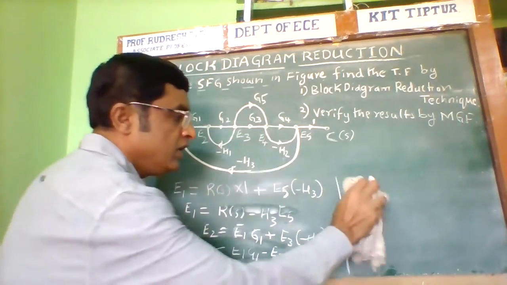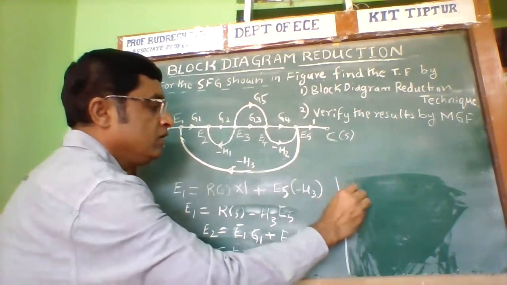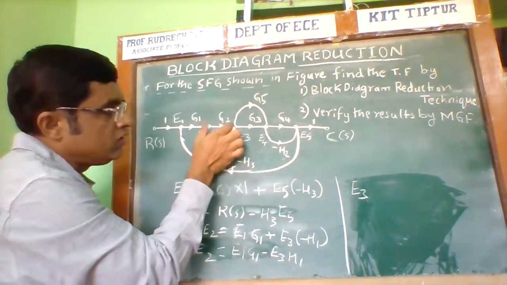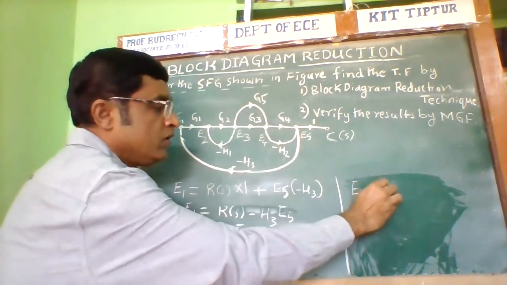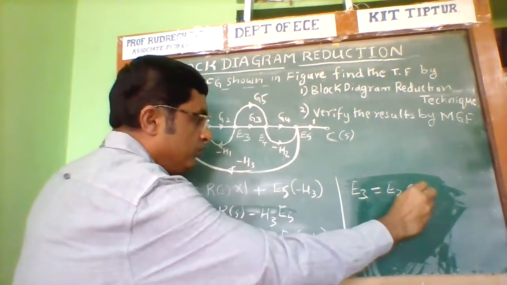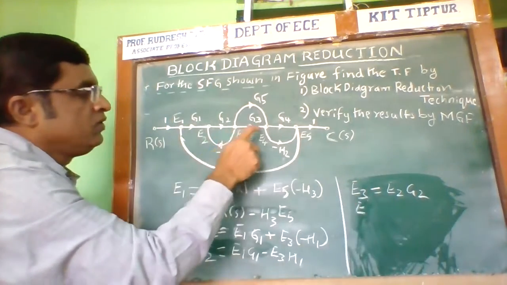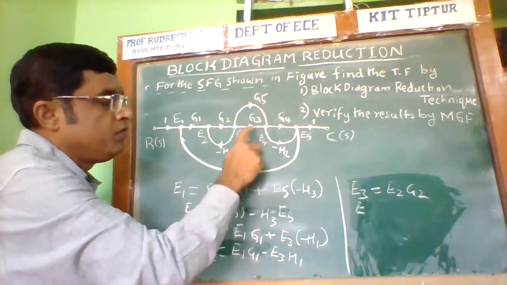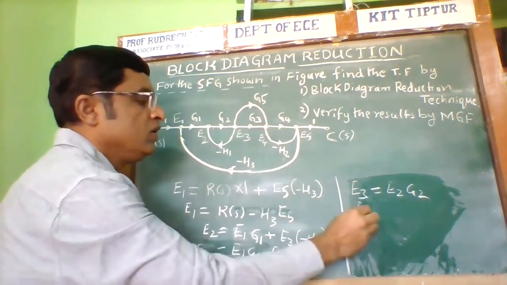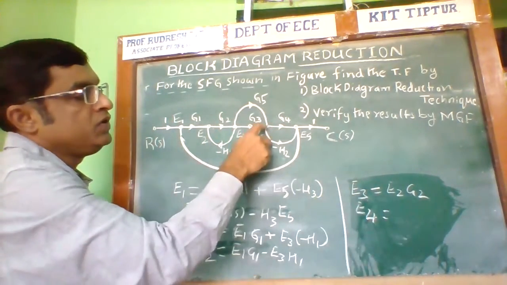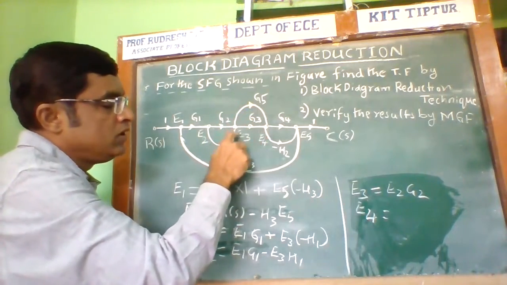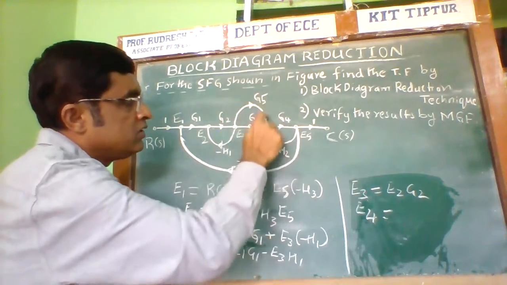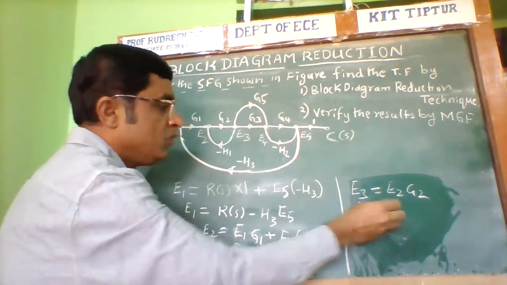Now what is the equation for node E3? The signal at node E3 is equal to, only you have to consider incoming signals, E2 into G2. Don't consider the outgoing signals. Similarly for E4, we need to consider only incoming signals: one signal from the node E3, and another signal via G5 from the same node.